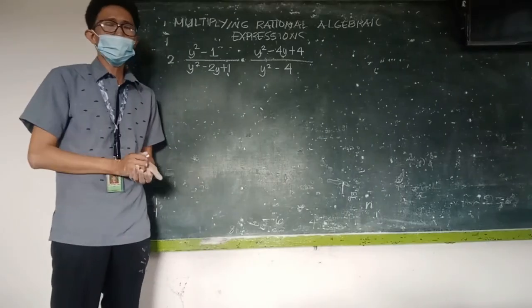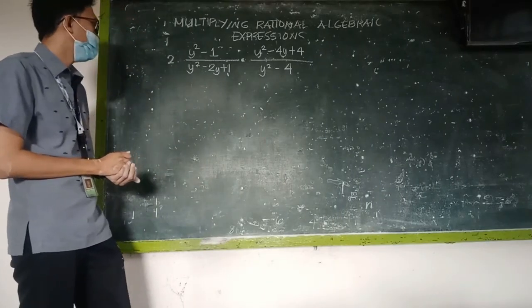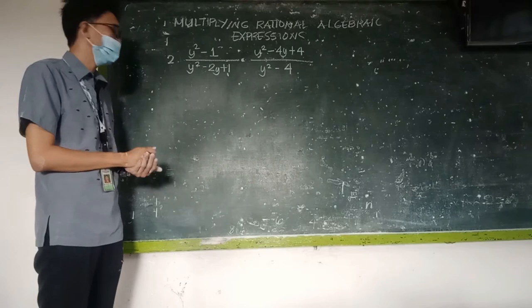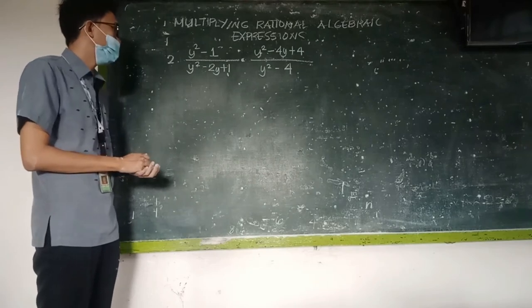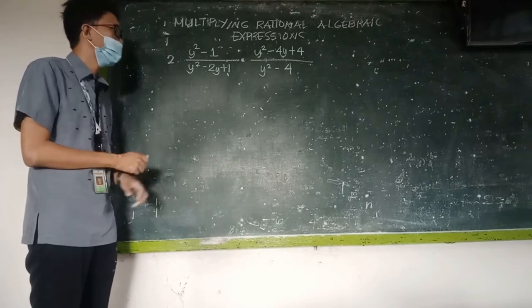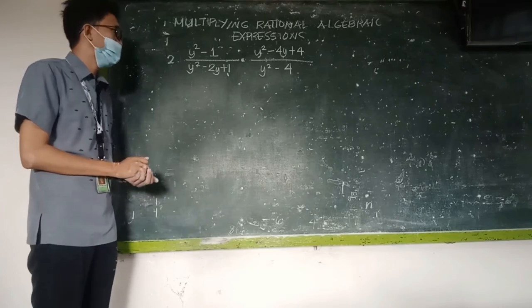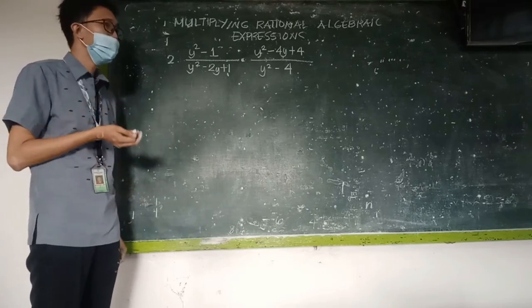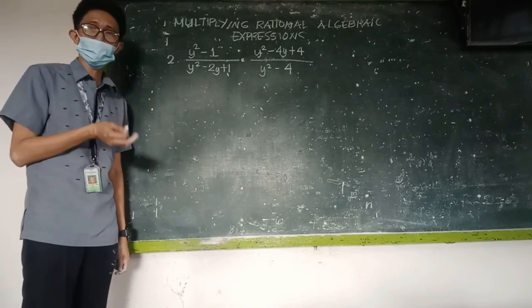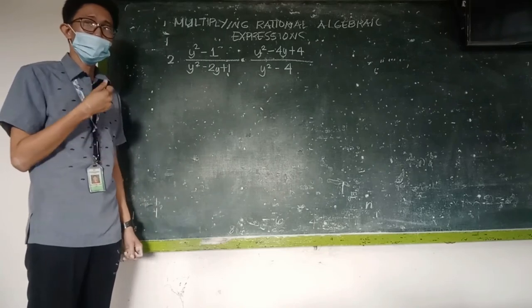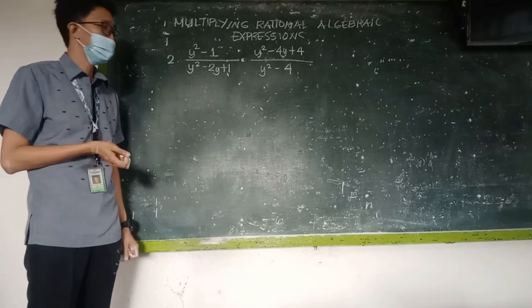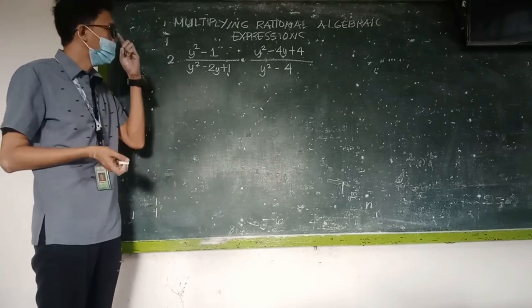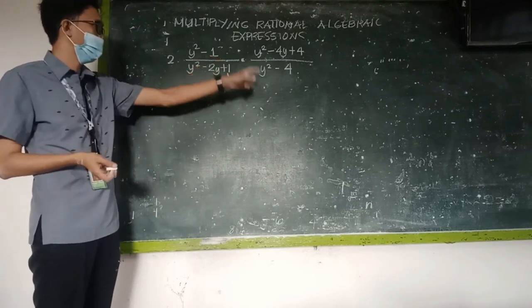So we have here example number 2. Y squared minus 1 all over y squared minus 2y plus 1 times y squared minus 4y plus 4 all over y squared minus 4. So ang tatandaan pa rin natin, we will know first the concepts of factoring, laws of integers, and laws of exponents. So in this case, para mas madali sa atin, we will factor out first.